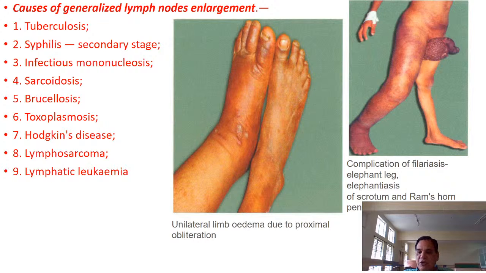Now this diagram is showing us how the lymphedema looks. On the right side, it is a complication of filariasis. What is it showing? It is showing all the complications. First is elephant leg, elephantiasis of the scrotum, and ram's horn penis. These are the complications of filariasis in our country. Unilateral lymphedema, whenever there is a pathology restricted to one limb, is more common in pressure on the lymphatics in the abdominal wall. Many times malignancy.